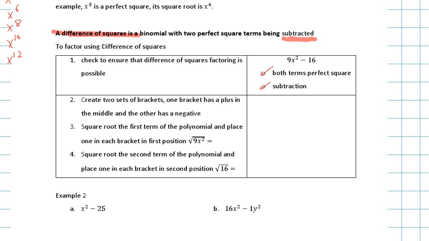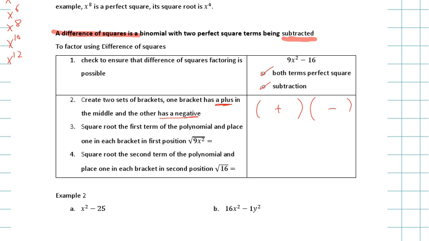First thing you're going to do is create two sets of brackets. One bracket has a plus in the middle, and the other has a negative in the middle. So you're going to create two brackets. One has a plus, one has a minus. You're going to square root the first term of the polynomial and place it in each bracket in first position.